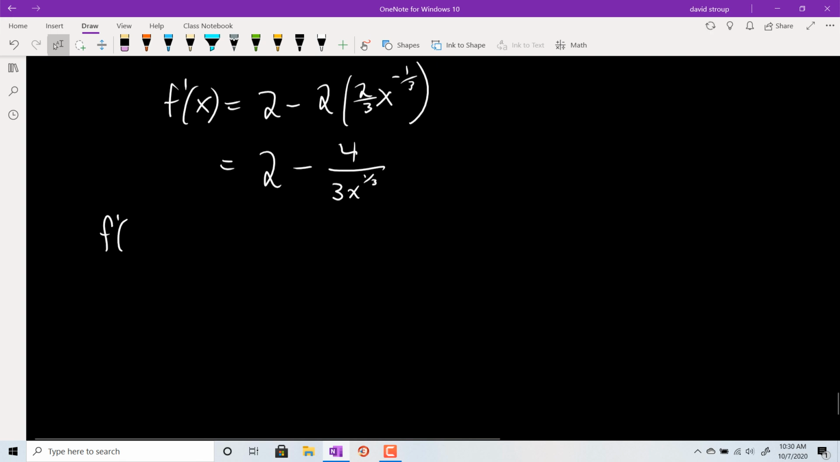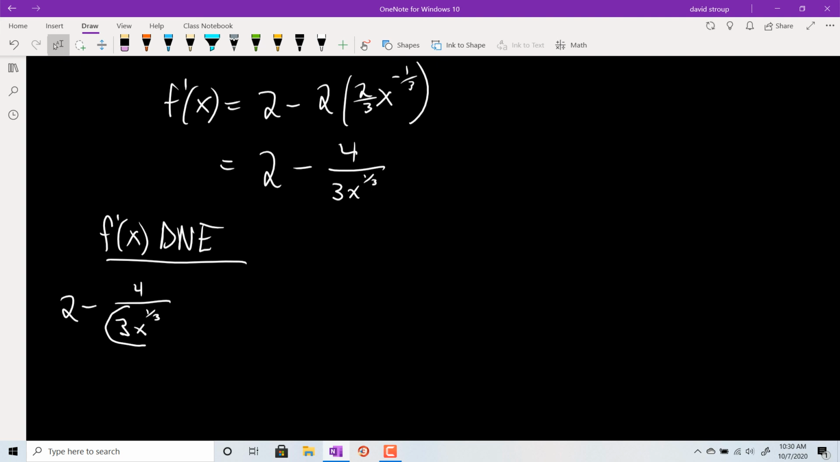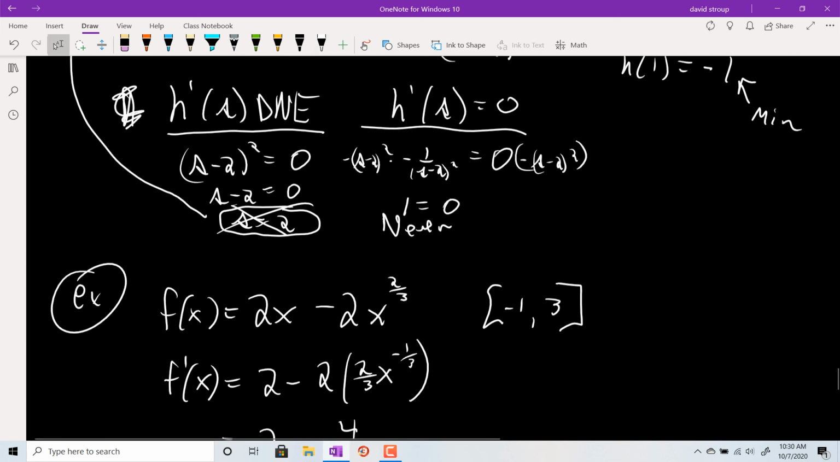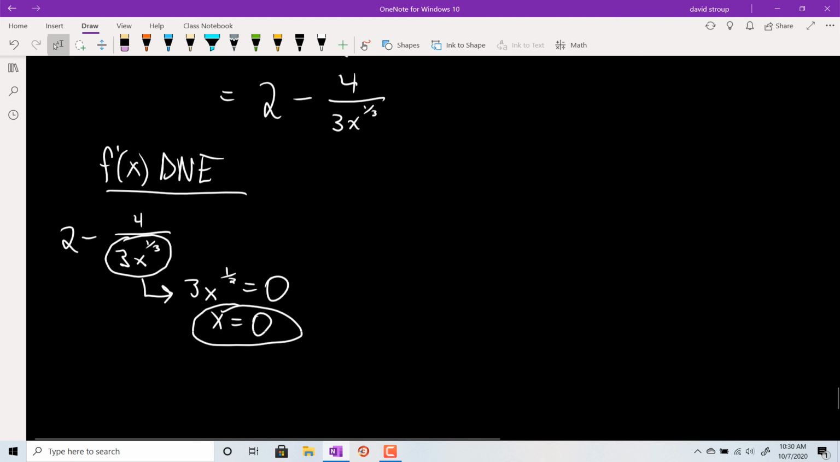So where does f prime of x not exist? Well, clearly it's where the denominator in the second term fails. The derivative is 2 minus this, and that becomes an issue for us, right? So we just have to make sure that's never equal to 0. And of course, the only place that'll be equal to 0 is when x equals 0. So that will be one critical number there. And is that in our interval? Yes, it is. So we'll have to evaluate that.